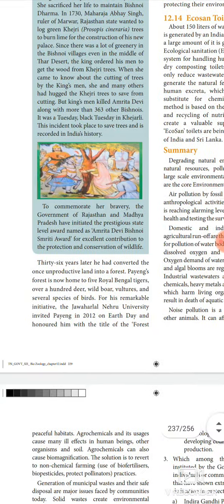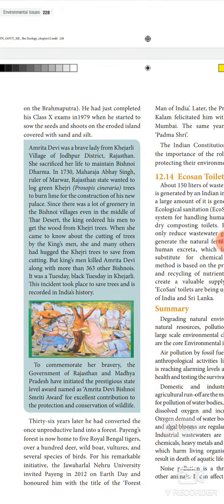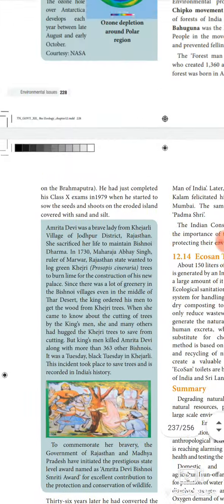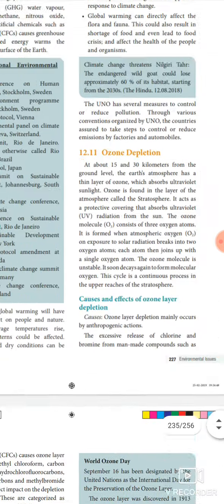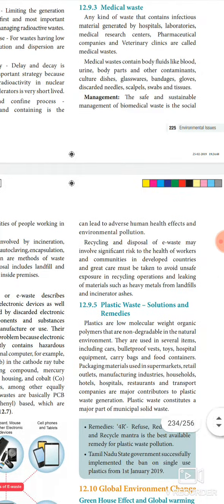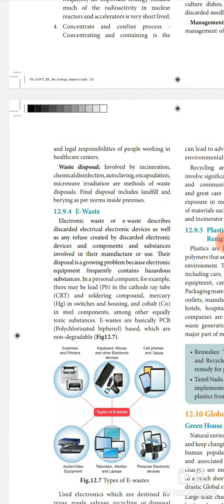So these are the lessons on environmental issues. These are the headings that come under the lessons of environmental issues. Okay, today we see about plastic waste solutions and remedies, and what is meant by e-waste.